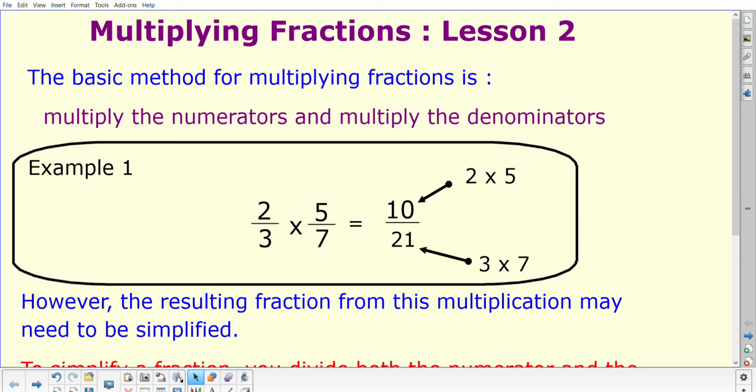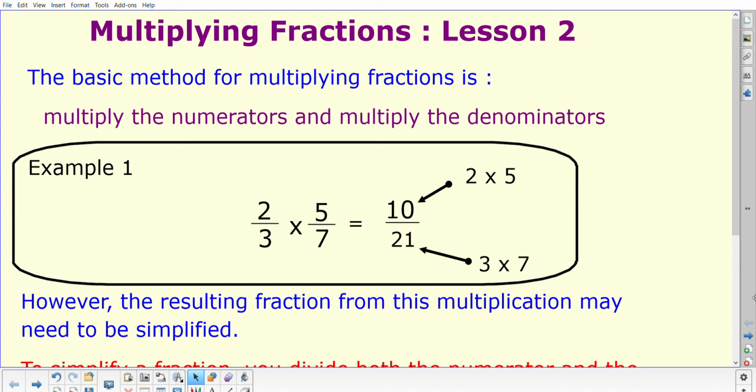So this is our second lesson on looking at multiplying fractions. We're going to look at how we can make our calculations in the most efficient way that will help us get to the simplest answer possible as quickly as we can.